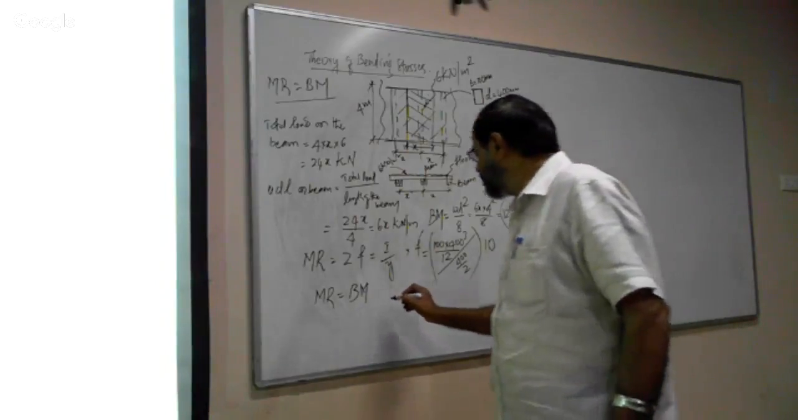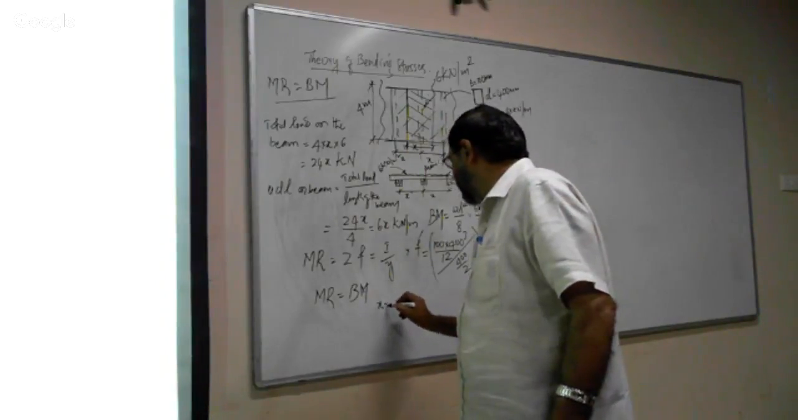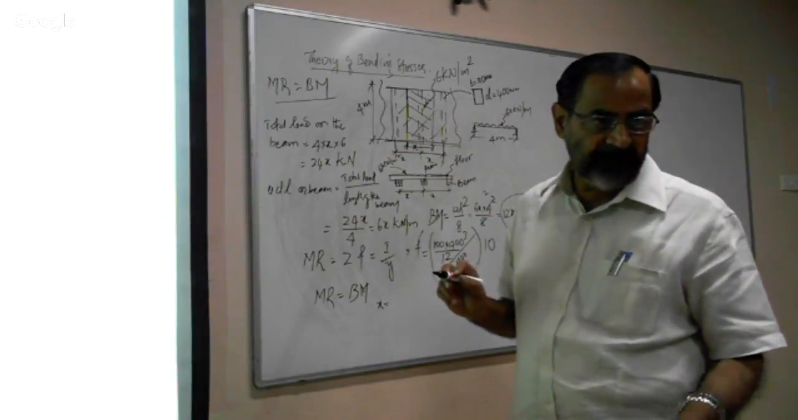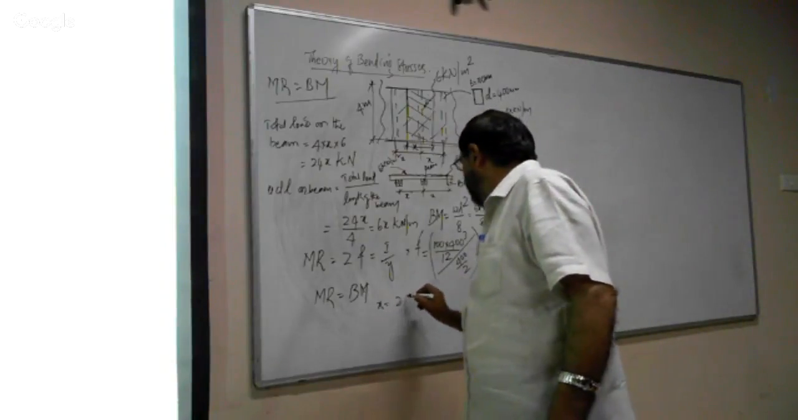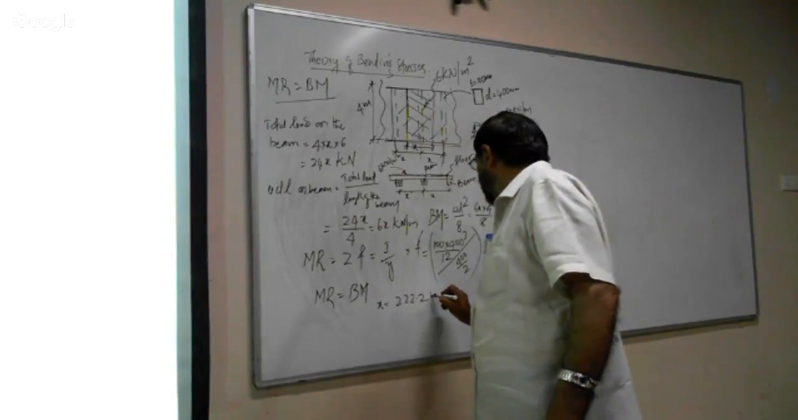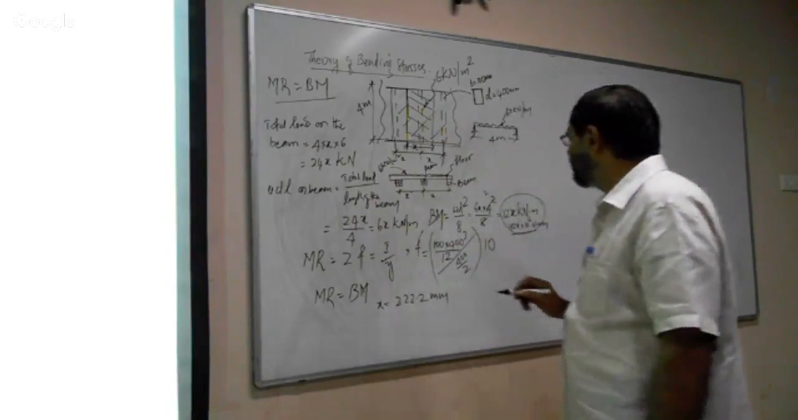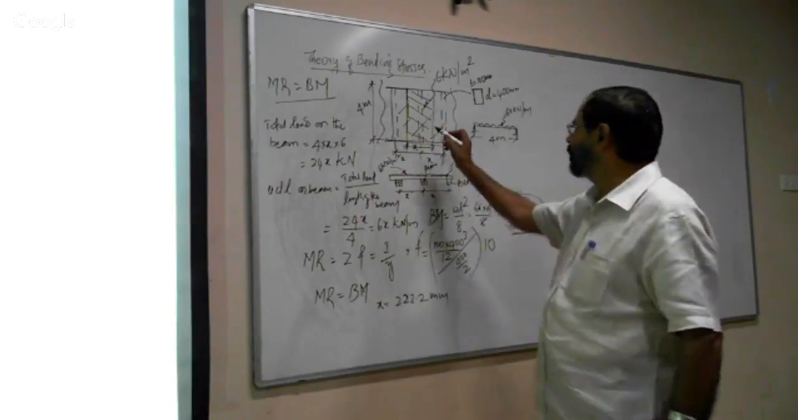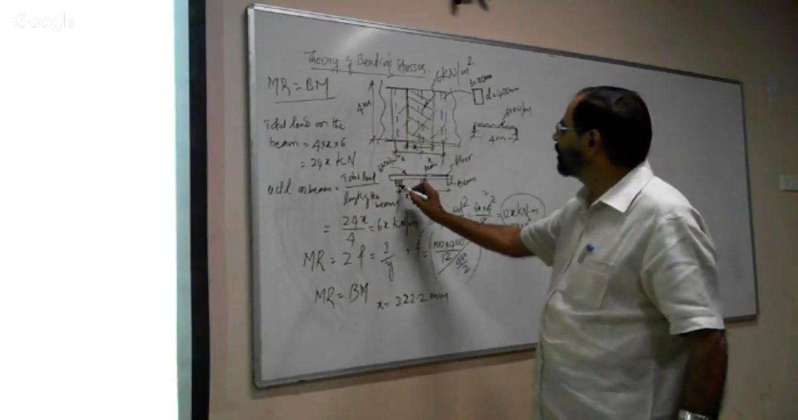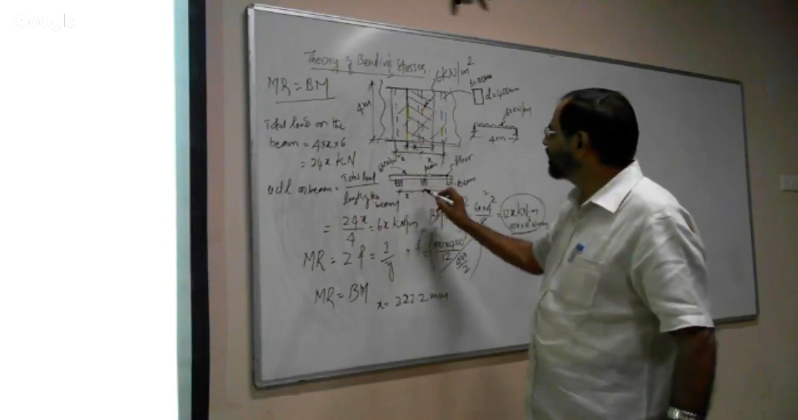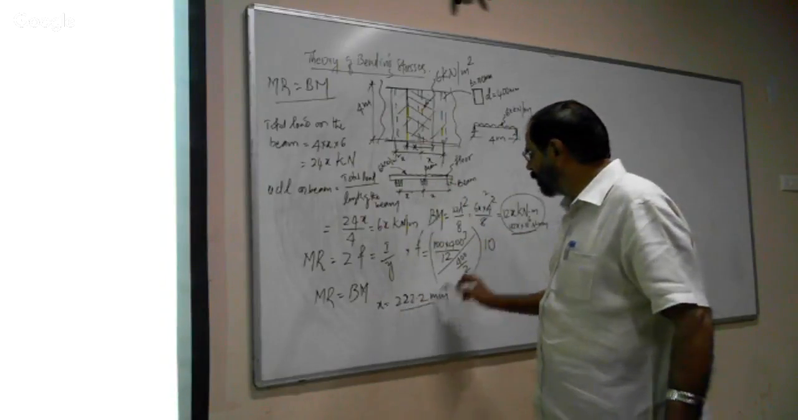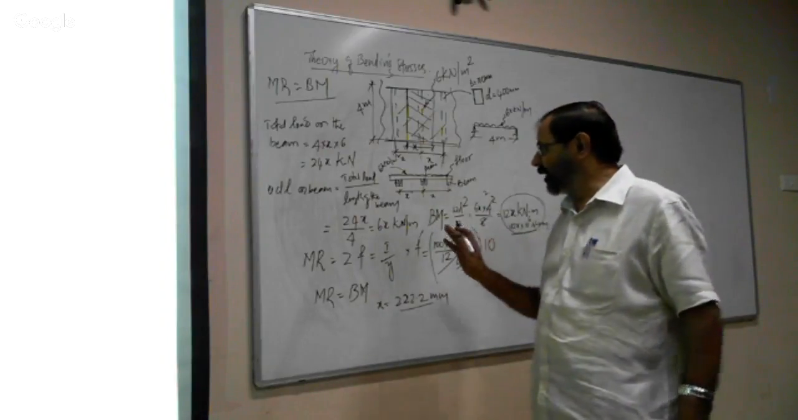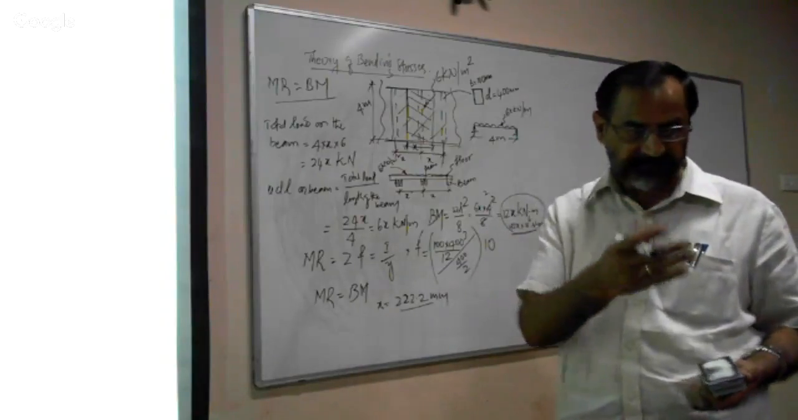Therefore x is equal to 222 millimeter. That is the spacing of the beam, that is 22 centimeter. The spacing of the wooden beam, from one beam to the other beam, the distance is 222 millimeter, isn't it? Now that is how we can solve the problem. Very simple problem, simple analysis.